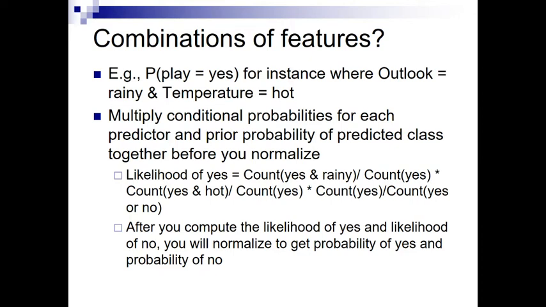And so we've combined those two pieces of evidence, the outlook and the temperature, and now we're multiplying finally by the prior probability of yes. That's always the last thing we multiply in our likelihood, and that is the number of times it's yes divided by the total number of instances.